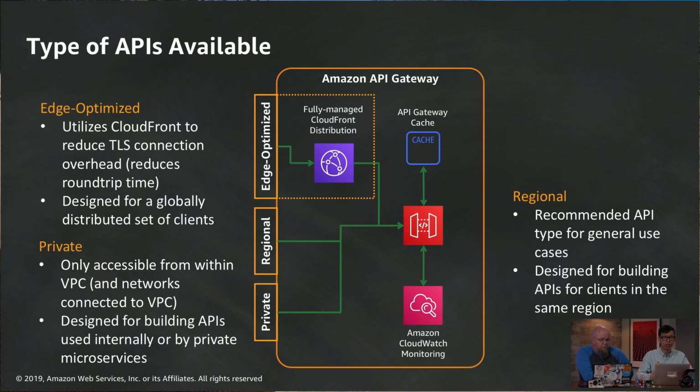And then we have regional APIs. These are really designed for general use cases. They're great for when you're calling out to a service that's in the same region, or if your clients are in the same region, or even when you want to manage your own CDN in front of it, whether that's CloudFront or something else, and you want to manage some of the configurations a bit more manually. Regional APIs are great for that.